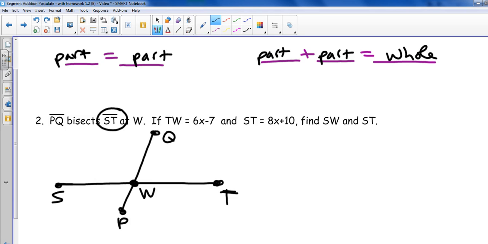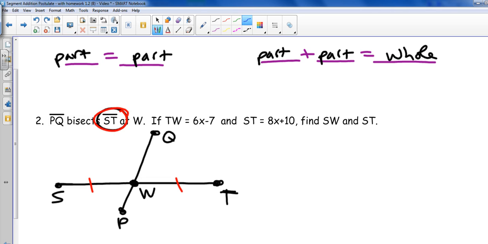It tells me W is the point of intersection. And what I care about is that we identify which parts are equal. ST is what's being cut in half. So ST is my segment that now has two equal parts. SW is equal to WT. That's where your tick mark should go. Okay, let's get everything on our picture, and then let's figure out what we can do with it.